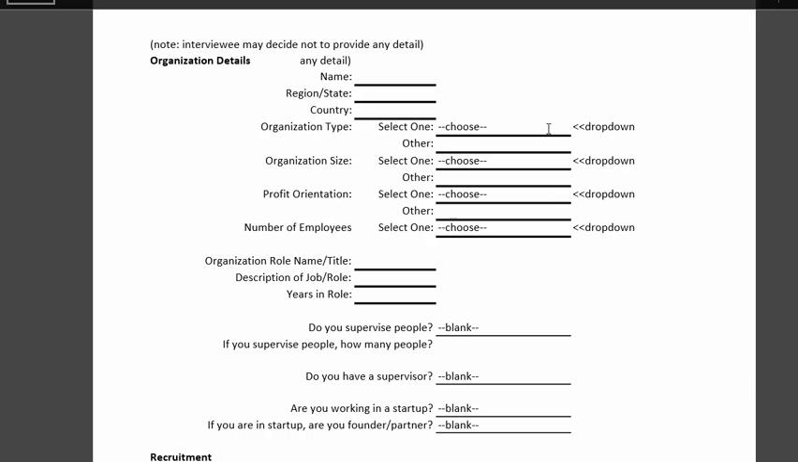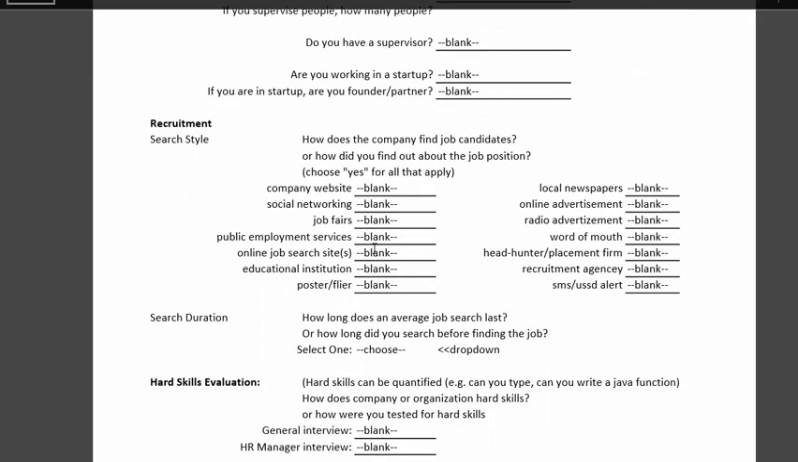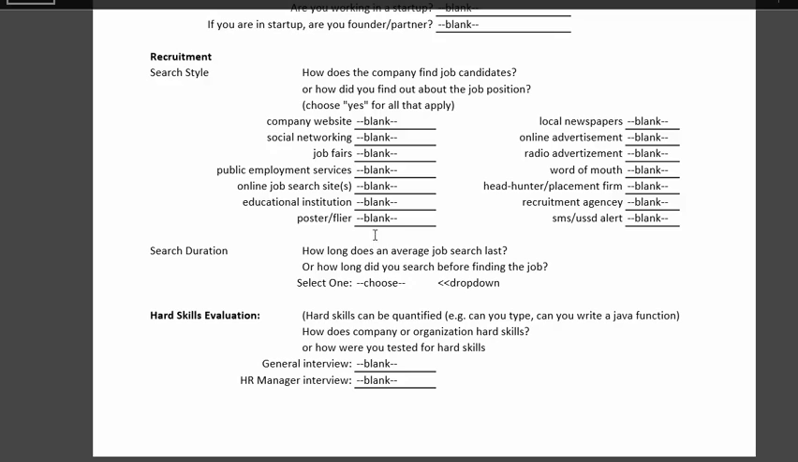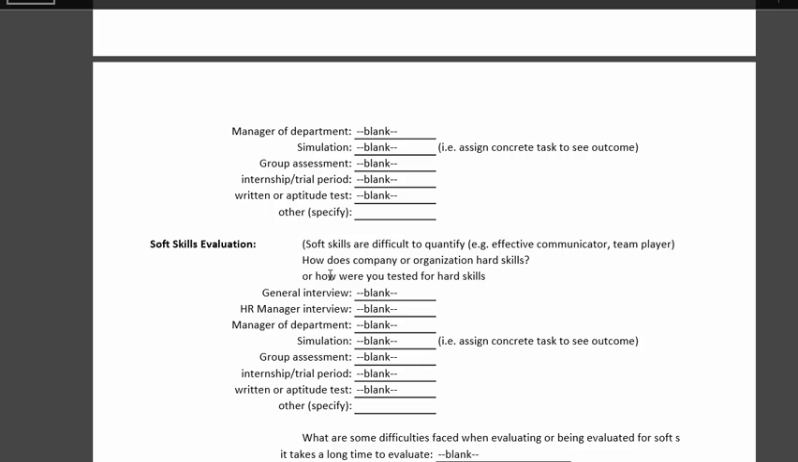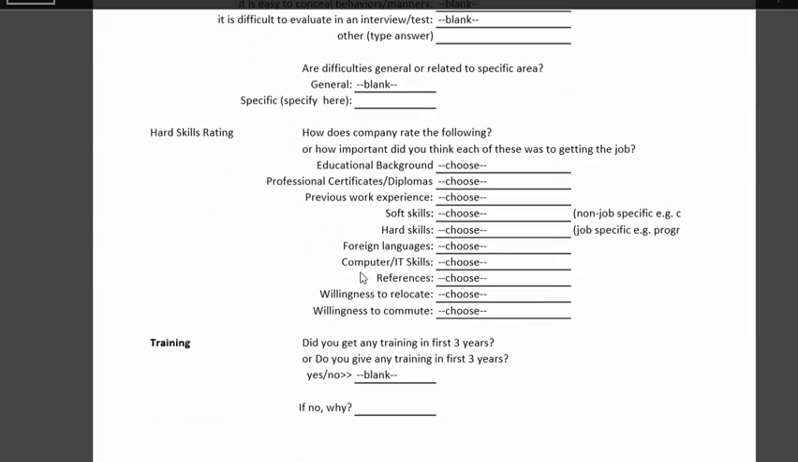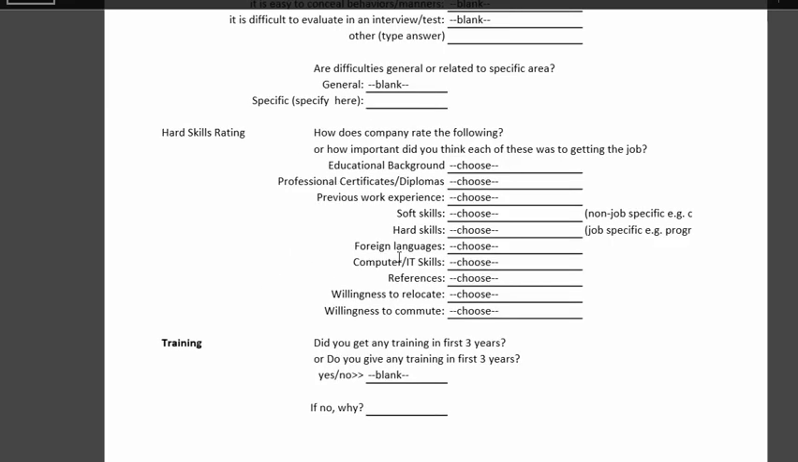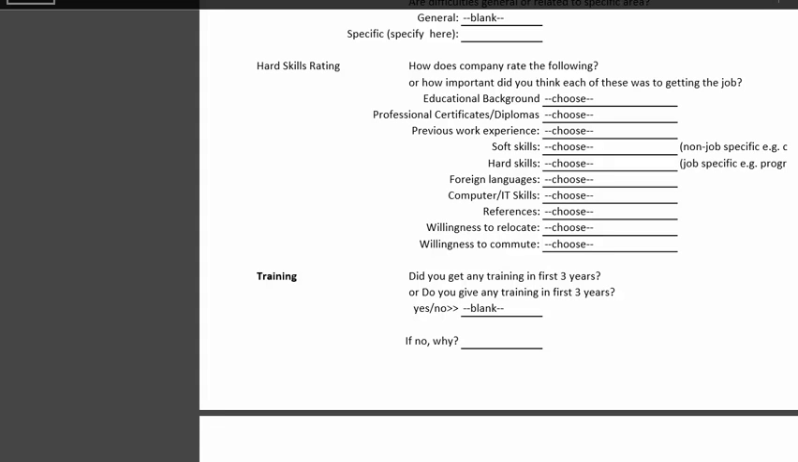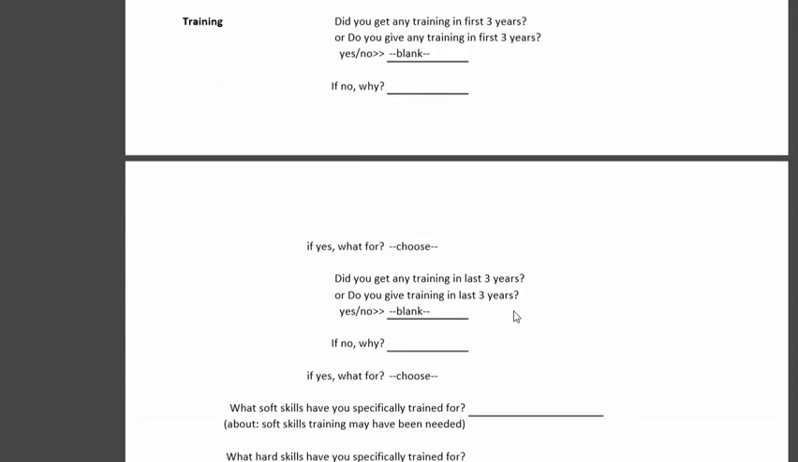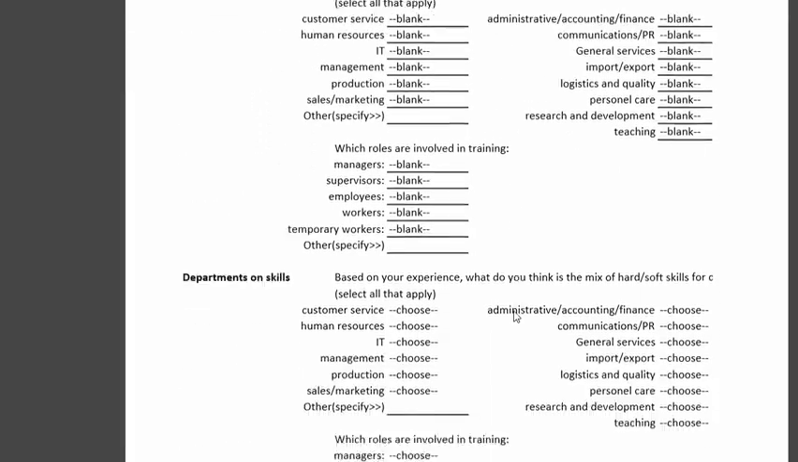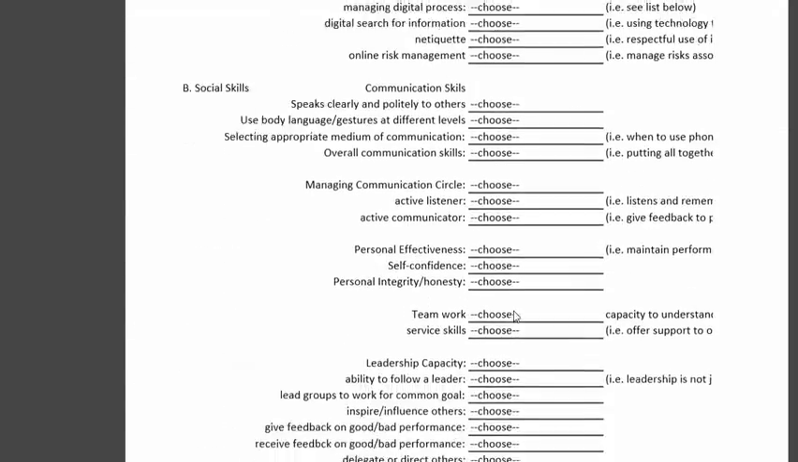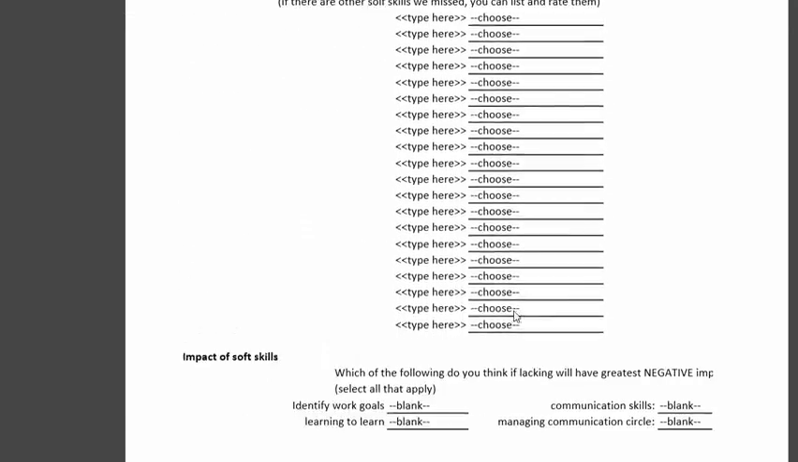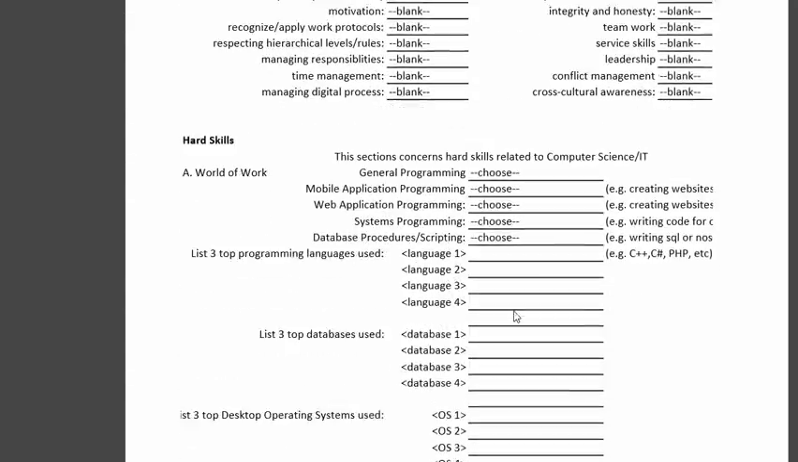So we ask, for example, the organization's details, recruitment methods, social networking, that's all within recruitment methods. We ask about hard skills, we ask about soft skills, how they were evaluated. We talk about how hard skills are rated. We talk about training. We talk about departments on training, departments on skills, acquisition of competencies, soft skills in the various categories, and hard skills. Right? The impact of soft skills, and of course your hard skills.